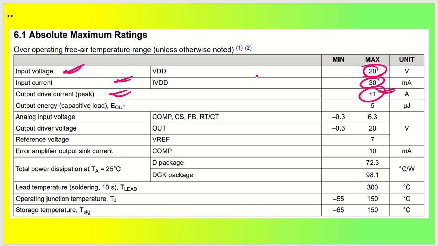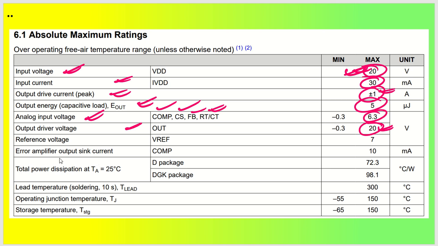Then we see we have the output energy capacity, which is up to 5 microjoules, and we have analog input voltages, which are limited to 6.3 volt for the compensation pin, current sense pin, feedback pin and RTCT pin. We have the output drive voltage, which gives you up to a maximum of 20 volts. So whatever input voltage you are applying, you can get the same voltage at the output to drive the gate of the MOSFET. We have the reference voltage pin, which is maximum 7 volt. Okay, and similar to that, other pins are also there.